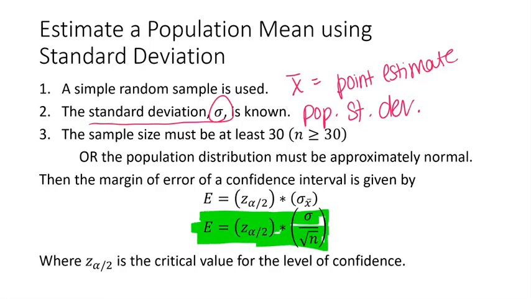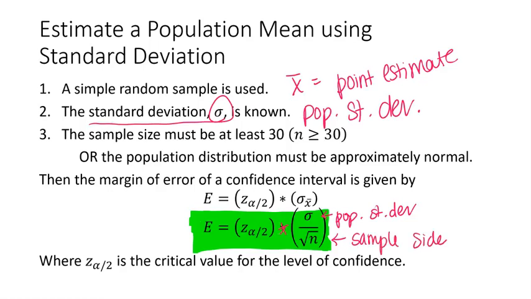And then I have a formula for my error. To calculate the error, that is my critical value, the positive version, that z-score, times my population standard deviation divided by the square root of my sample size. We're going to hand calculate this one time, and then I'm going to show you how to do it in the calculator.